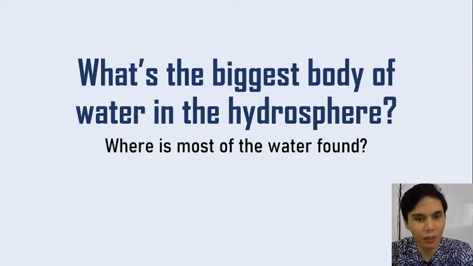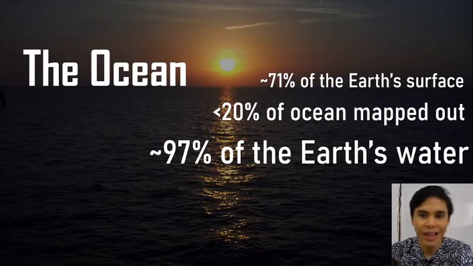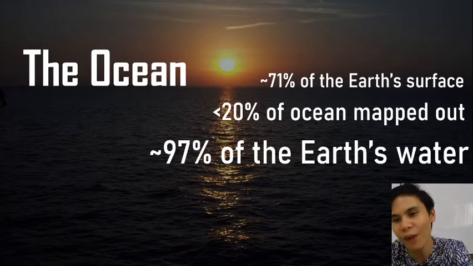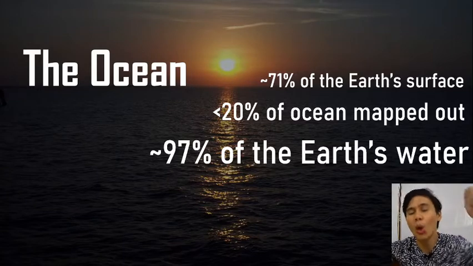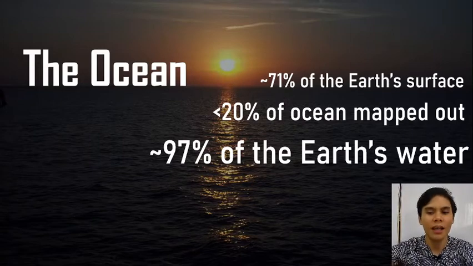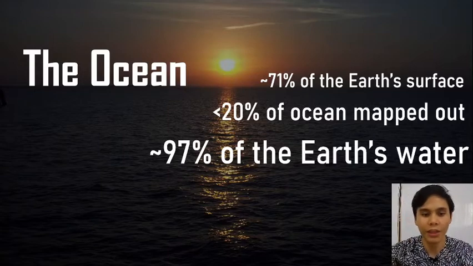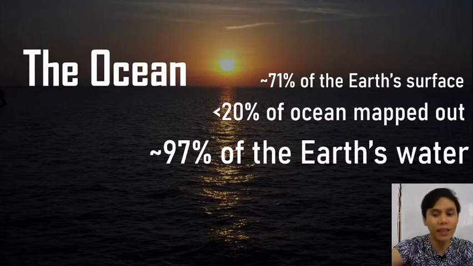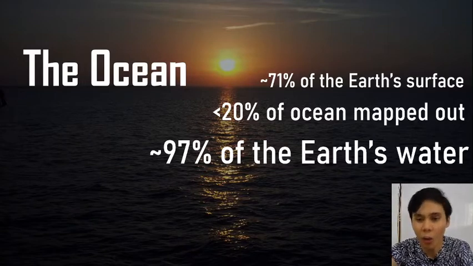The biggest body of water in the hydrosphere is the one that we can see from space. Most of the water is found in the ocean. The ocean covers about 71% of the Earth's surface, but less than 20% of the ocean is mapped out. It's so huge, we humans haven't even seen most of it. And 97% of the hydrosphere is in the ocean. The ocean being salt water, it's not readily available for us humans and most animals to drink or to obtain water from.